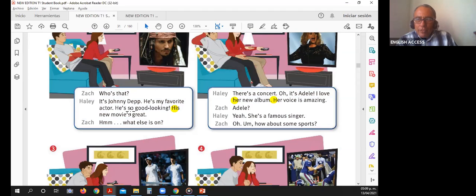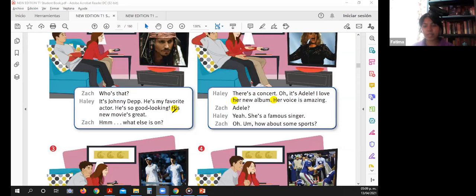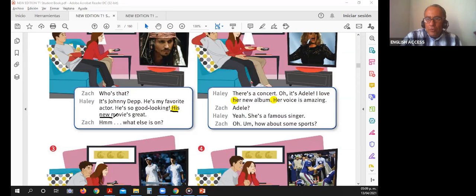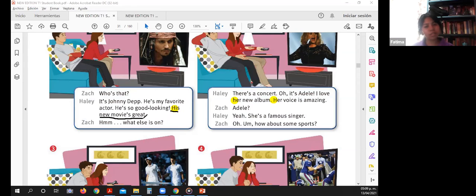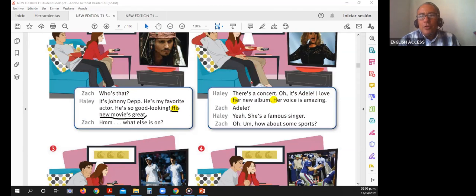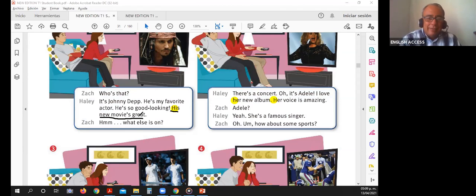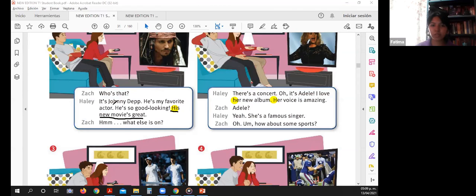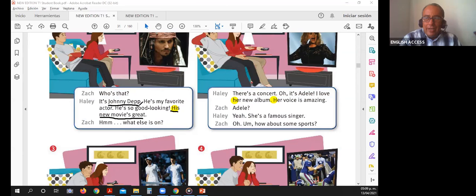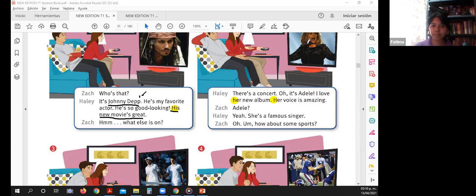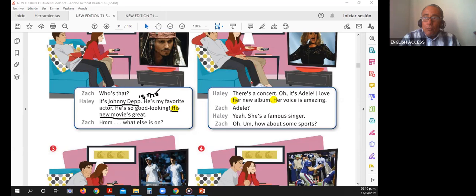But talking about the movie, look at the sentence. Vean en la oración. Here it says, película de él, his new movie is great. Okay. This movie belongs to who? ¿A quién le pertenece o de quién es la película? De él. La película de Johnny Depp. We can say Johnny Depp's movie.